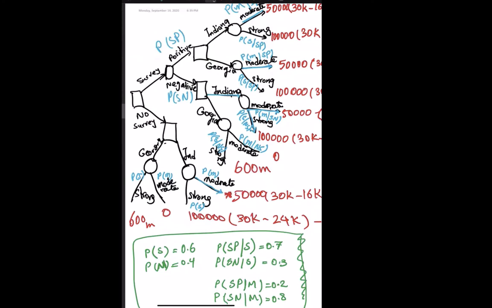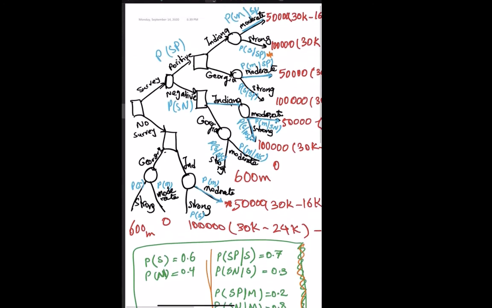Because, for example, on the decision tree, I need the probability of S conditioned on SP, but here I don't have anything like that, right? So the ones that I have in the problem statement are not equal to the ones that I have on the decision tree. So I have to calculate the ones that I need on the decision tree using the ones that the problem has given to me. So I need to use the Bayes theorem.